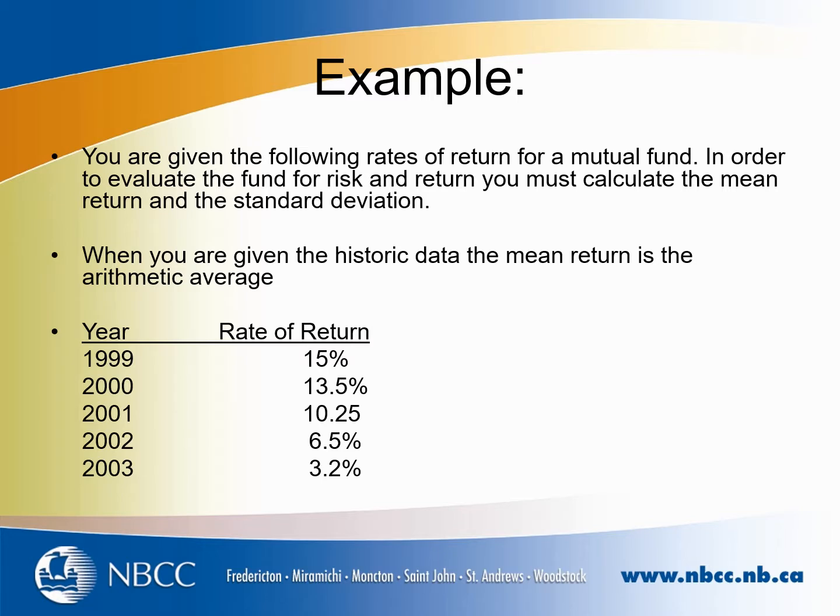In this particular example, we've got 5 years worth of returns for a stock from 1999 to 2003. And I've mentioned here on the slide that when you're calculating the expected return using historical data, you're just doing the arithmetic average of the returns. So in this case, we would take all 5 returns, add them up and divide by 5 to get our expected return. From there, we can use the same information along with that expected return to determine the variance and the standard deviation. So in the next couple of slides, we'll go through those calculations.